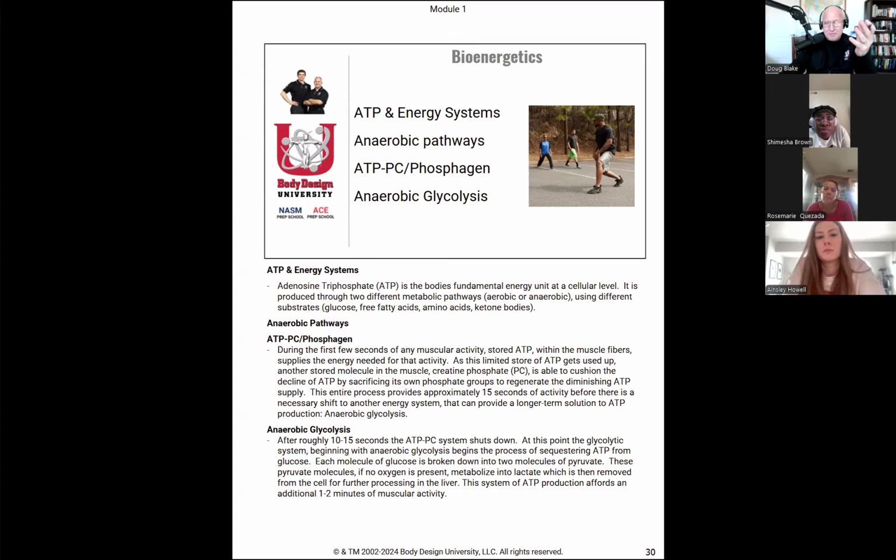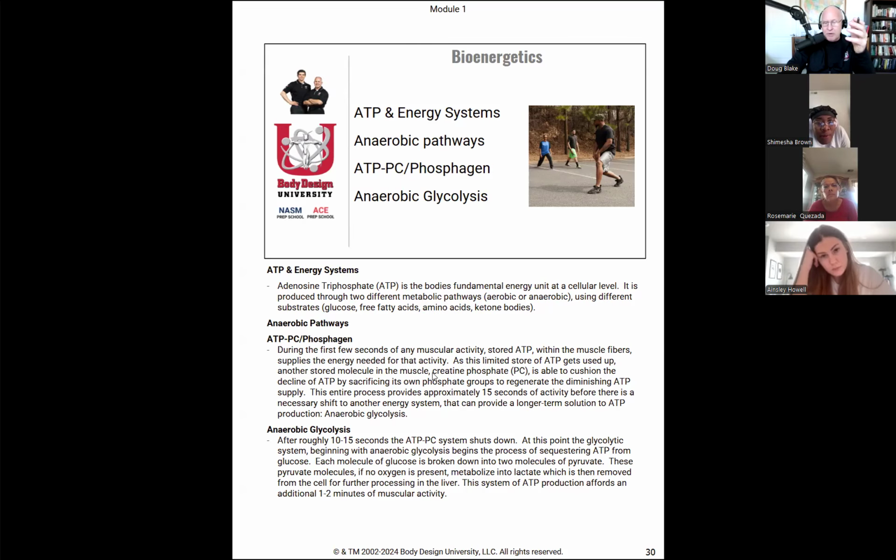Does that make sense? Okay. And so it's very limited. It gets used up very rapidly, very quickly, within the first 3 to 5 seconds of any muscular contraction. That ATP is just there to start things off, right? So it's a limited storage of ATP. It gets used up. And then another molecule in the muscle is known as creatine phosphate or phosphocreatine. So you could say ATP-CP, but it's normally designated as PC, phosphocreatine, or creatine phosphate.